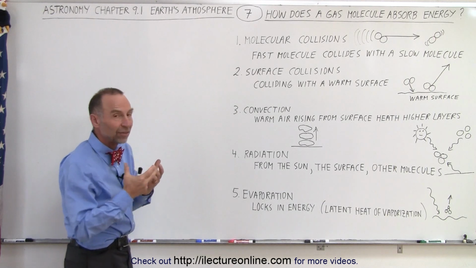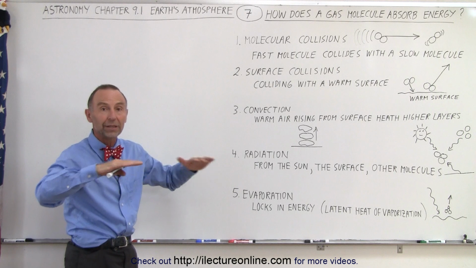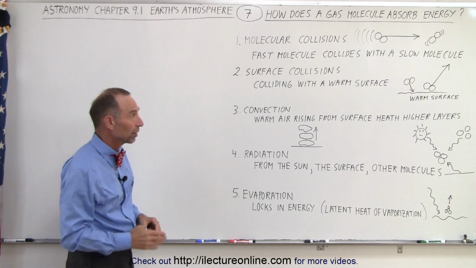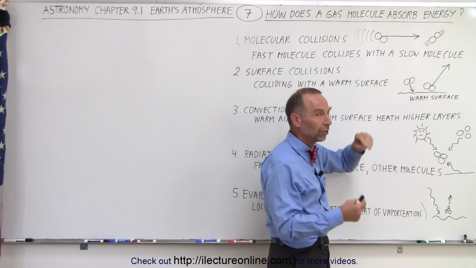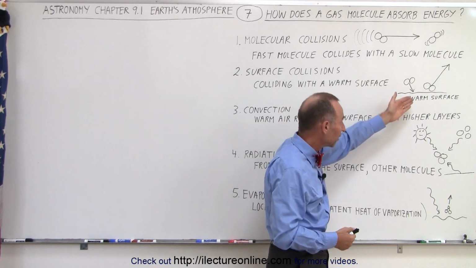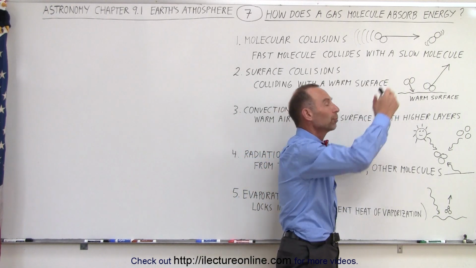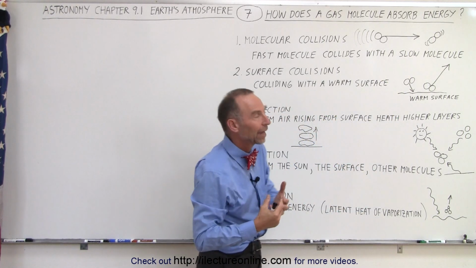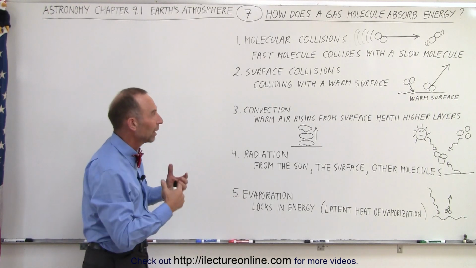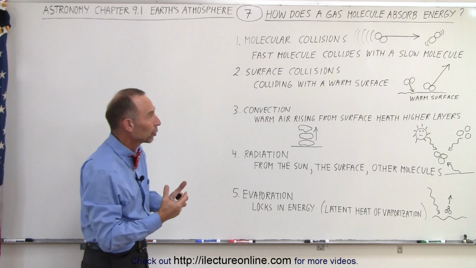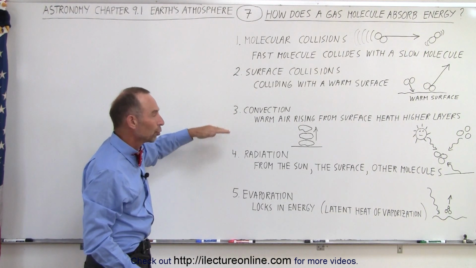The second method is that molecules can actually collide with the surface of objects that are hot: buildings, roads, the surface of the Earth in general. What happens is a relatively slow-moving molecule that doesn't have as much energy will make contact with the surface, pick up some of the energy from the surface, and then move away from the surface with more energy and higher speed. So picking up heat from any surface that is warm is another way in which air molecules can collect energy. A third one is through convection.